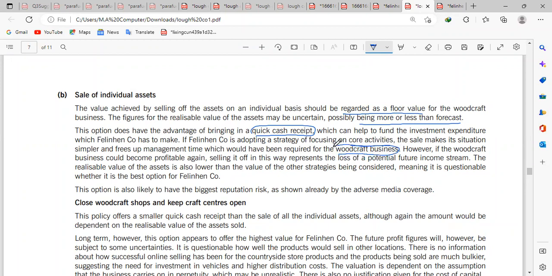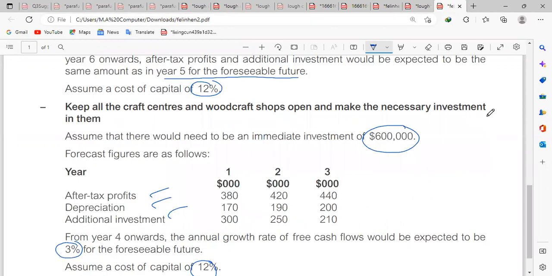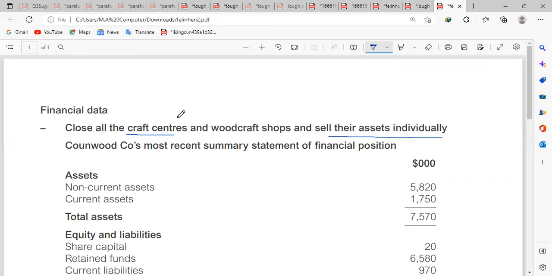Because what are we selling, guys, here? Woodcrafts, shopping accessories. Close all craft centers and woodcraft shops. We are selling all of them. Close all craft centers and woodcraft shops.